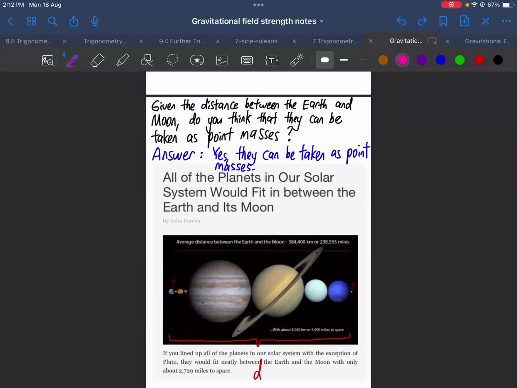So hopefully today, after this lesson, you have understood gravitational force and gravitational field strength on a deeper level. All right. Thank you.